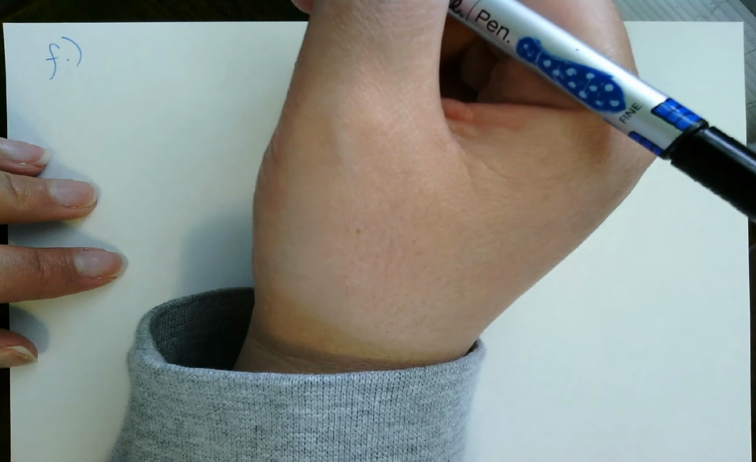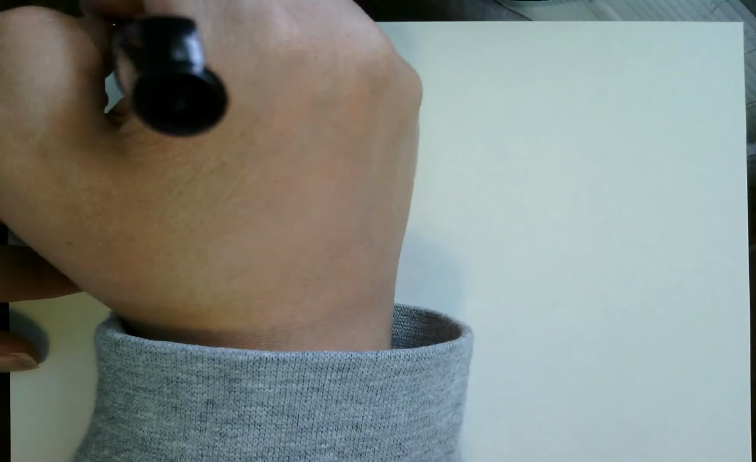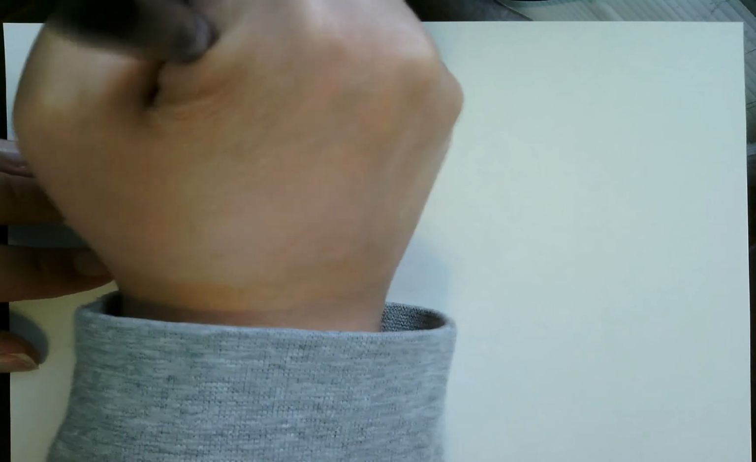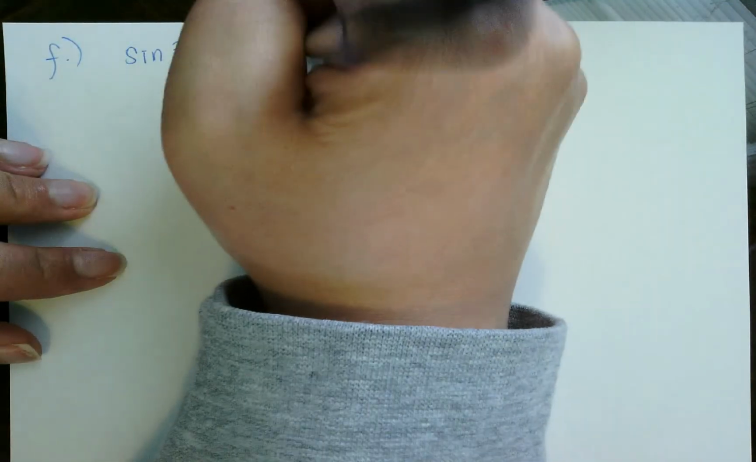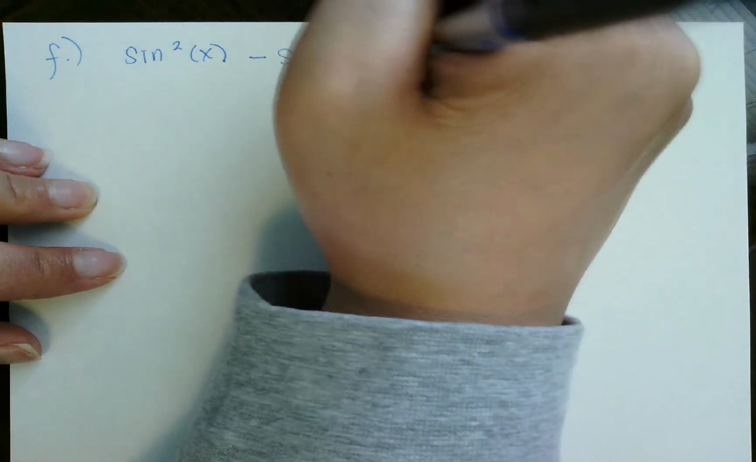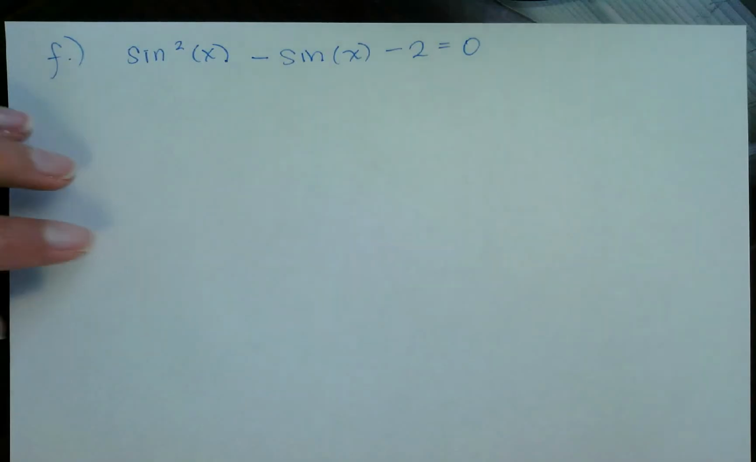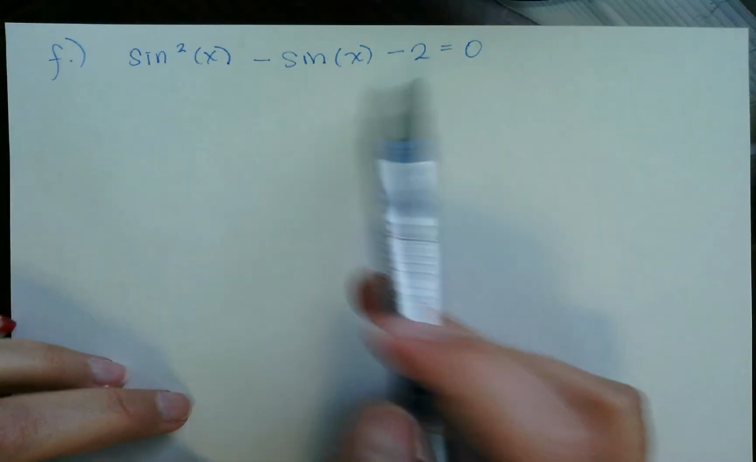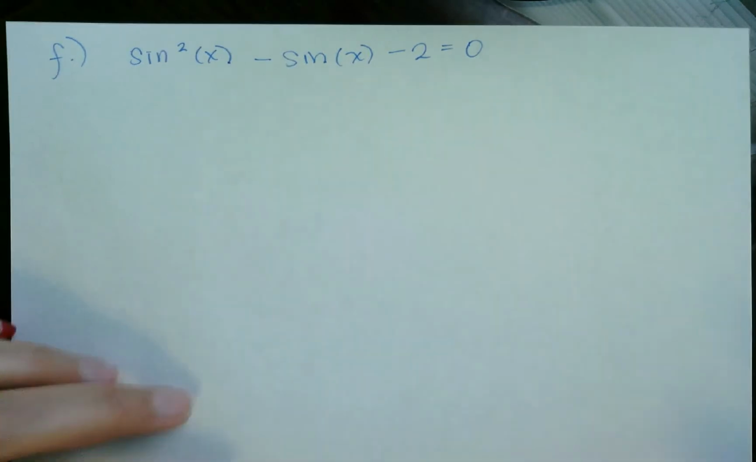Sine squared of x minus sine of x minus 2 equals 0. There we go. See, I told you they get fancy. Okay. Trying to get one of these trig functions by itself, that'll never happen, right? Like it's this minus 2, it's never going to happen. So we're going to have to go and solve that.